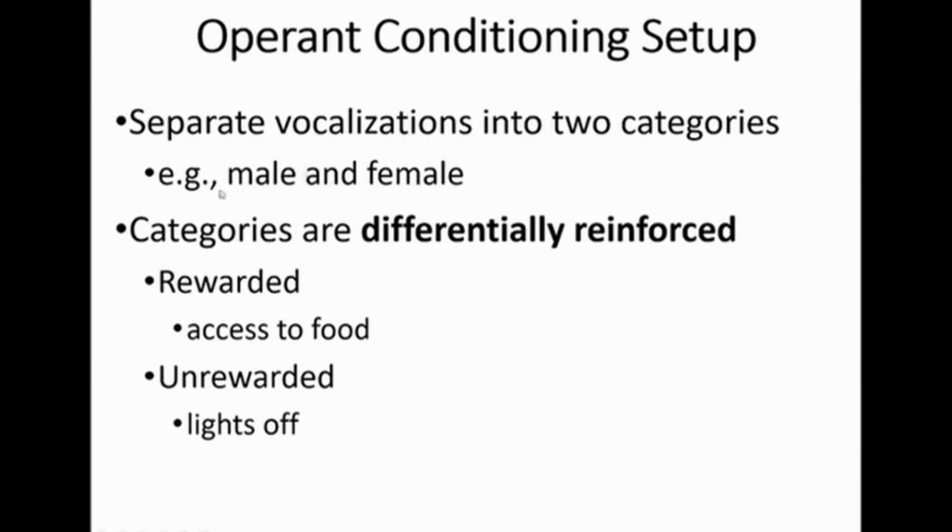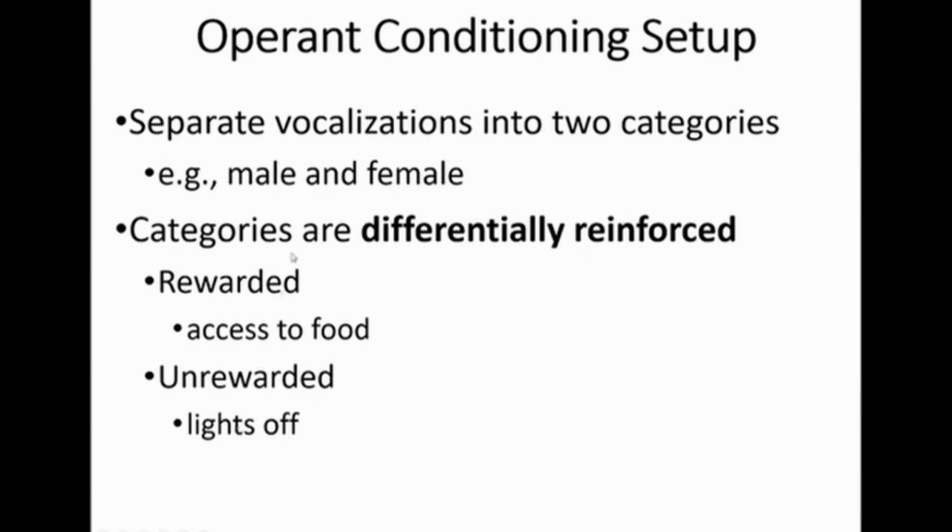But with our categories, our male calls versus our female calls, we want them to be different. We want them to be rewarded or reinforced differently from each other. The fancy way of saying that is using differential reinforcement. And all that means is that one category would be rewarded. They would get access to food. They'd get that positive reinforcement. Our other category is going to be unrewarded. In this case, we turn the lights out so they don't get food, and we give them a signal that says that you didn't do the right thing.